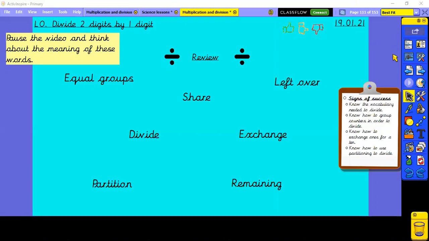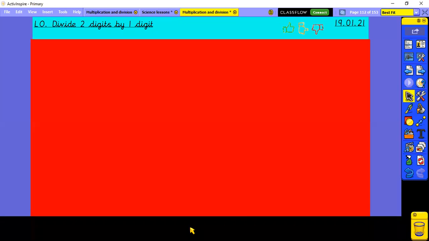When we start any new unit, we look at the vocabulary needed to understand division. On the screen I have some different words and I want you to pause the video and think about the meaning and the definitions of each of these words that we're going to need. So pause the video and have a look at the words on the board. You may be familiar with some of these words, but we're just going to look at the definitions to help us with our division.